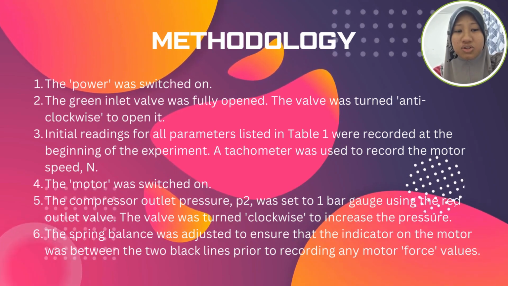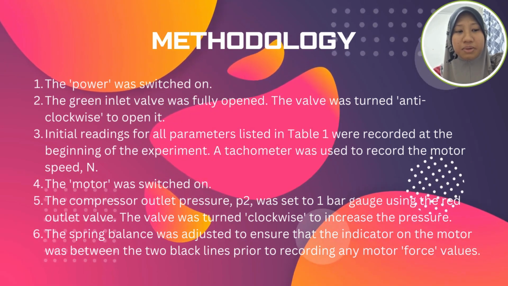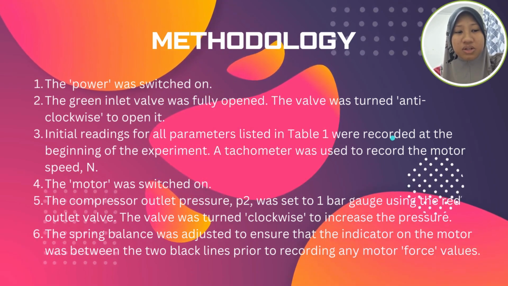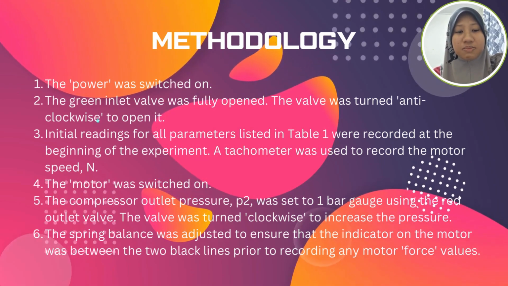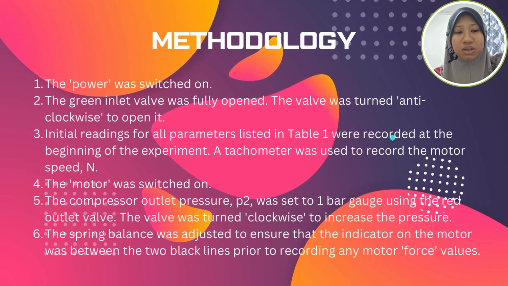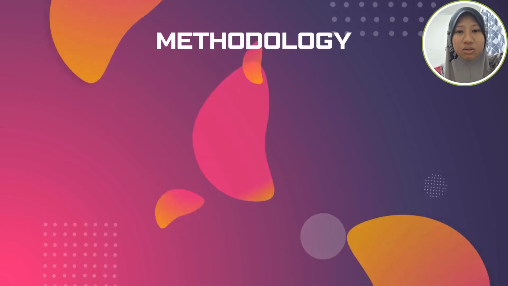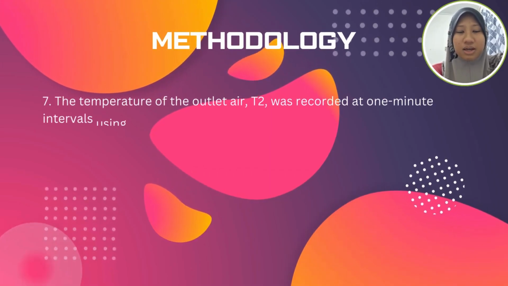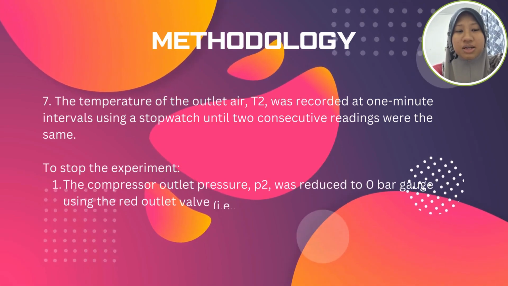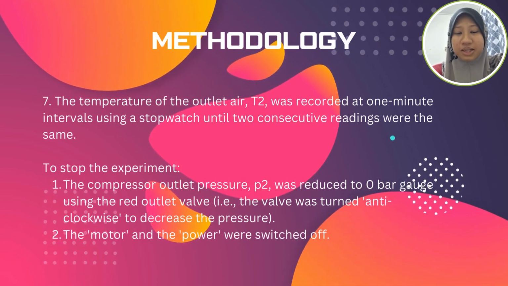The motor was switched on. The compressor outlet pressure P2 was set to 1 bar gauge using the red outlet valve. The valve was turned clockwise to increase the pressure. The spring balance was adjusted to ensure that the indicator on the motor was between the two black lines prior to recording any motor force value. The temperature of the outlet air T2 was recorded at 1 minute intervals using a stopwatch until two consecutive readings were the same. To stop the experiment, 1.